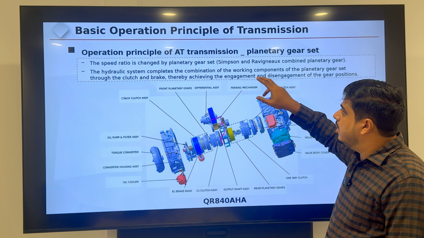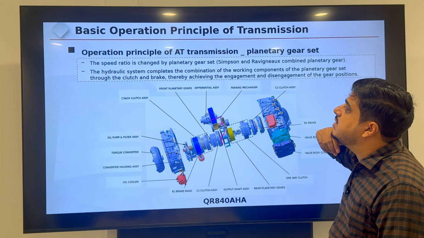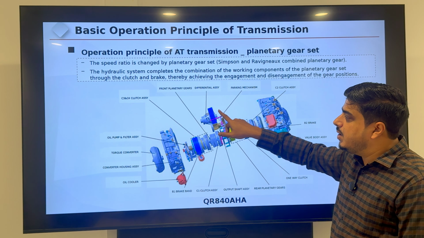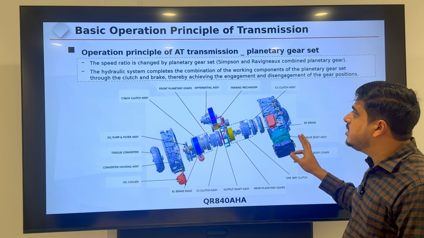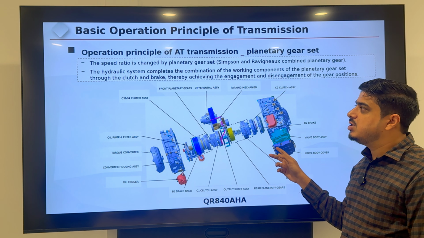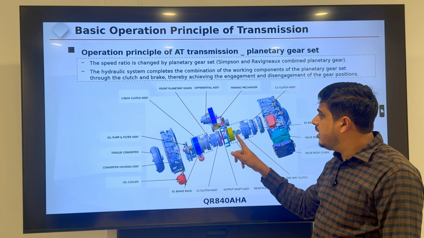They control all the things, and the hydraulic system completes the combination of the working components. The hydraulic system completes the combination of the working components of the planetary gear sets through the clutch and brake. These are the planetary gear sets.